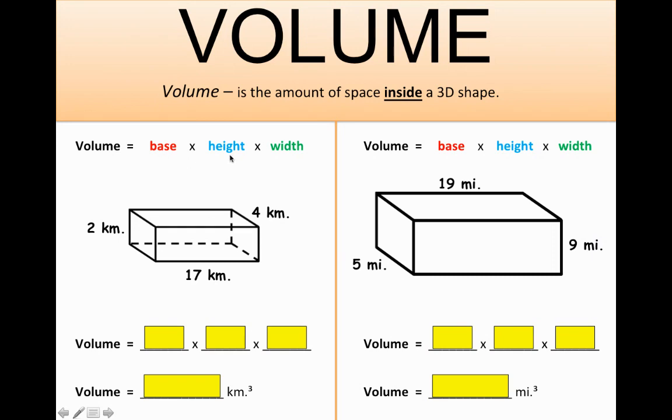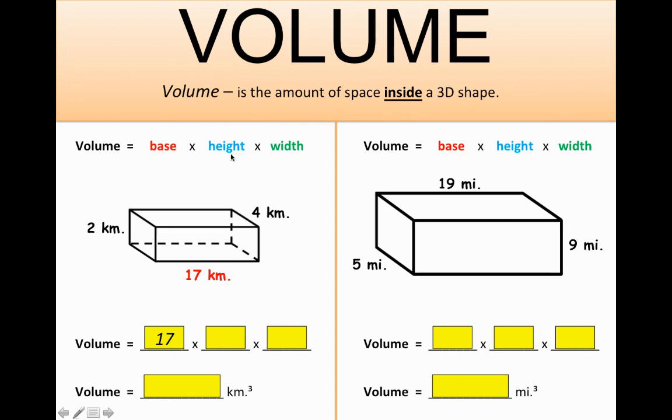Since it's base times height times width, we're still going to look for the horizontal edge, the vertical edge, and then the slanted edge for the width. Taking a look at this transparent shape, our first example, which one would be considered the base? Which one is the horizontal edge? That would be the 17. We're going to take that 17 kilometers and plug it into the first spot for the base.